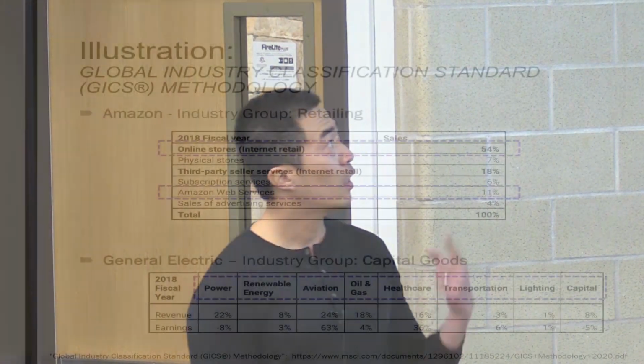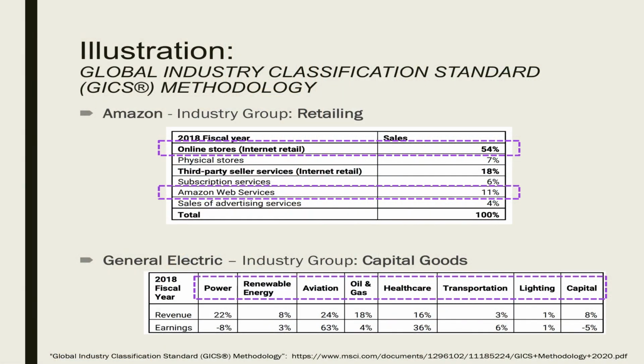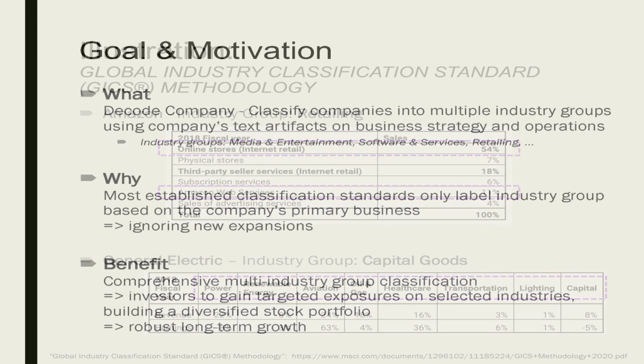To illustrate the problem, we can see from here, the top one, Amazon, is only labeled as retailing because the larger chunk of revenue is coming from the e-commerce platform, completely ignoring AWS being the fastest growing and more profitable segment. The bottom one, General Electric, on the other hand, is given a very vague label just because none of its 8 segments are actually dominating.